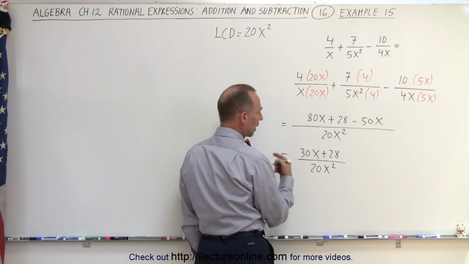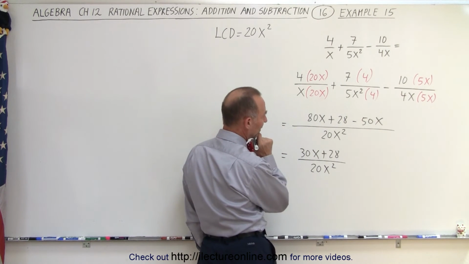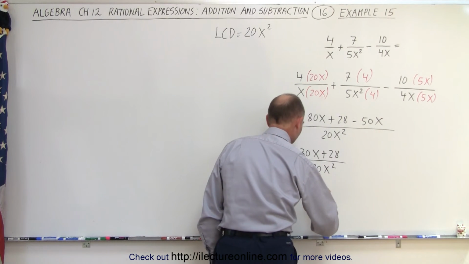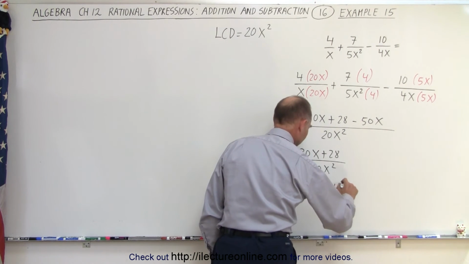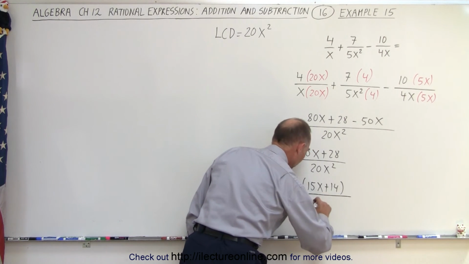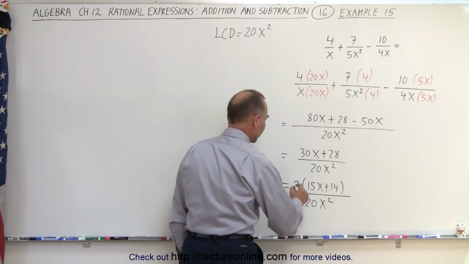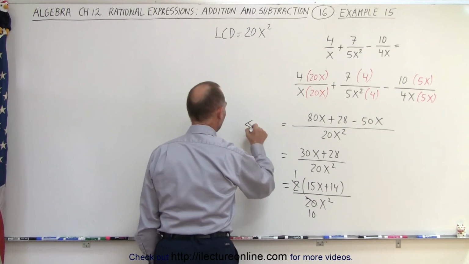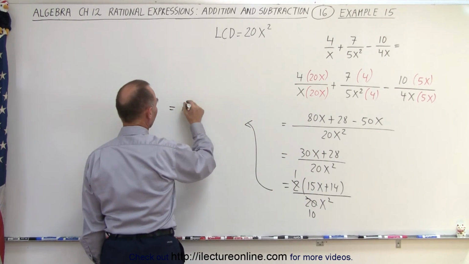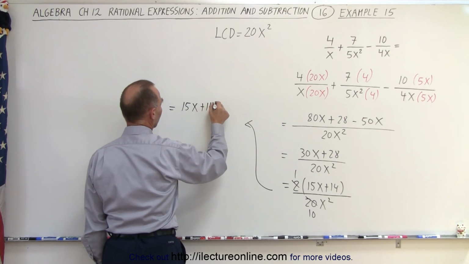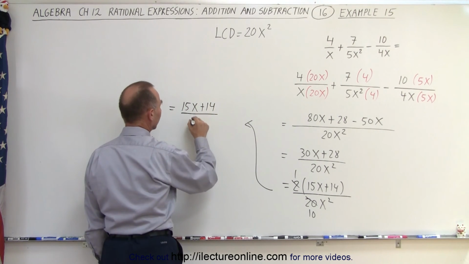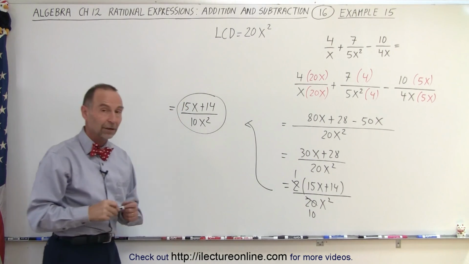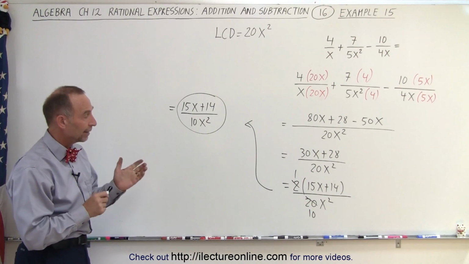Now in the numerator, the common factor would be, let's see, 2. All right, so this is equal to 2 times 15x plus 14, all divided by 20x squared. And of course the 2 and the 20 can be simplified, and that leaves us with the final result of 15x plus 14 all divided by 10x squared as the final simplified form of that expression. And that is how it's done.